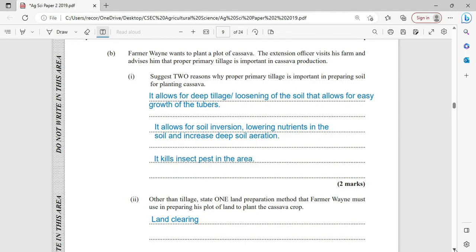Now, if the vegetation is low, then of course primary tillage could assist with clearing of the land. However, if it is really, really arid, then you really want to make sure that land clearing is done before you send those tractors into the field.